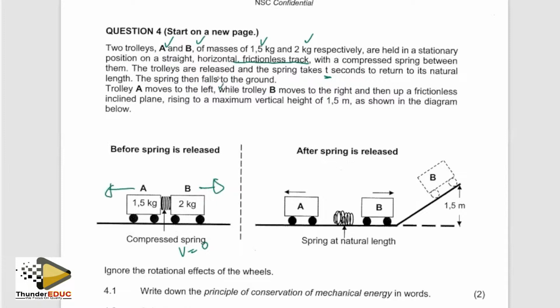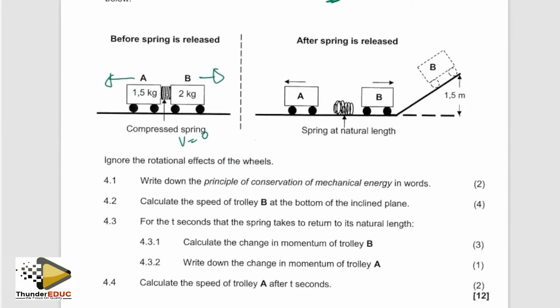Trolley A moves to the left while B moves to the right and then up a frictionless inclined plane, rising to a maximum height of 1,5 meters, as shown in the diagram. And then 4.1, write down the principle of conservation of mechanical energy in words. So we know that in an isolated system, the total mechanical energy is conserved. Or in an isolated system, the total mechanical energy remains constant.